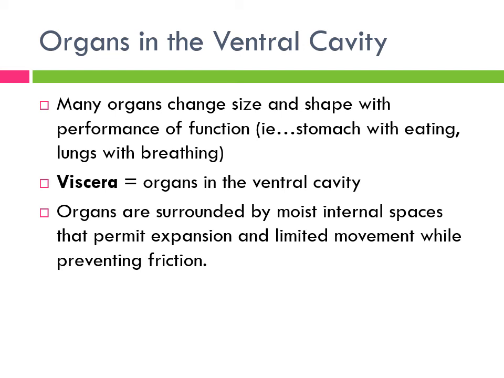All of our organs are surrounded by these moist internal spaces that permit that expansion while limiting movement of the surrounding tissues and preventing friction. That's a big thing: you don't want to have friction between, say, your liver and your gallbladder, right? You don't want those to get stuck together or have friction. That's going to be uncomfortable. It's going to decrease the function of each of those individual organs. So we want things to really move freely upon one another.